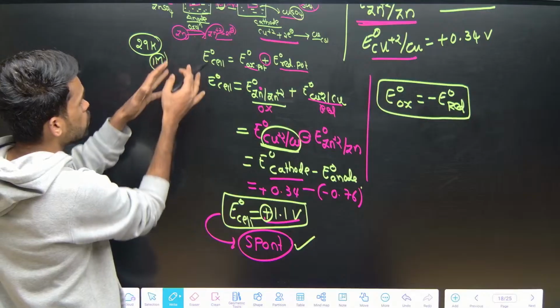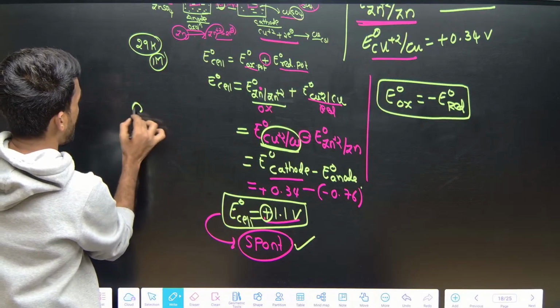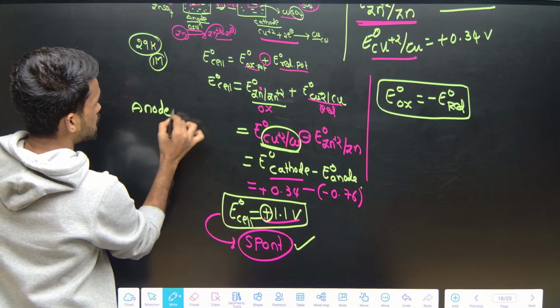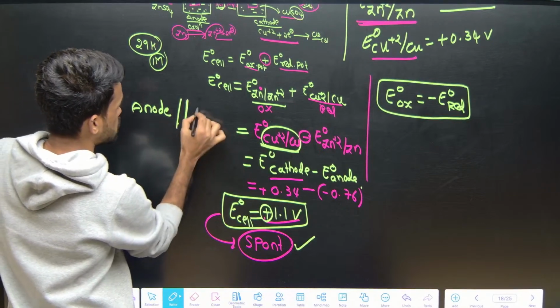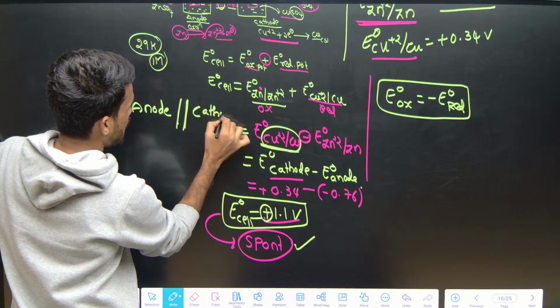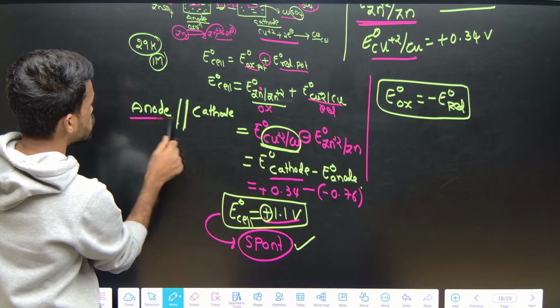Now how can you represent this cell? First of all, write the anode. Now the anode is connected to the cathode using a salt bridge. That salt bridge is indicated with a double slash. Then next, write the cathode. So at the anode, what is happening? At the anode, oxidation is taking place.